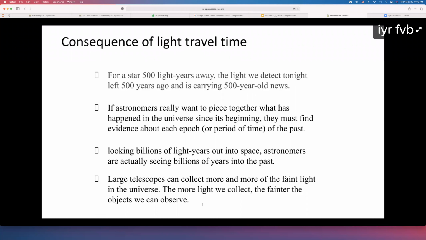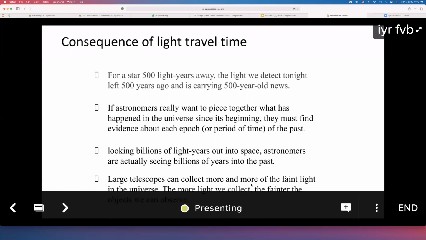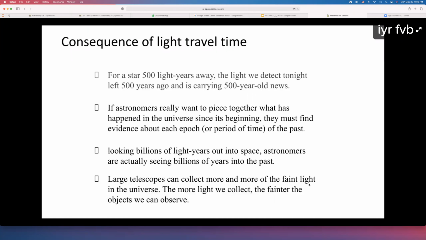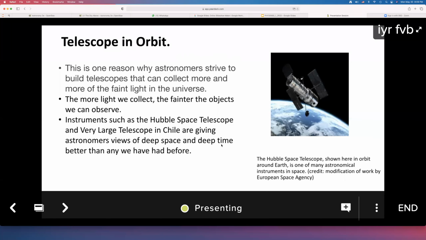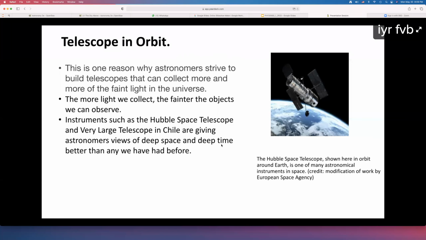And we have mentioned that astronomers build these very large telescopes so that we can collect more and more faint light in the universe, right? So this will allow us to look at deeper and fainter objects, right? So that's the whole idea of building these larger telescopes. And right now, this is one example of such a large telescope.